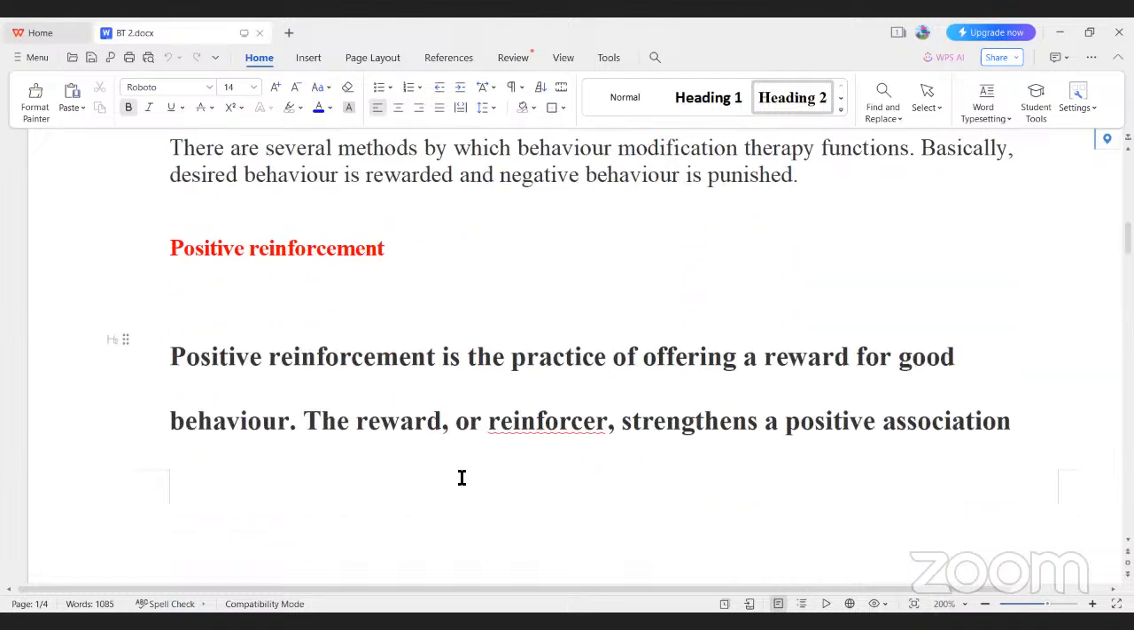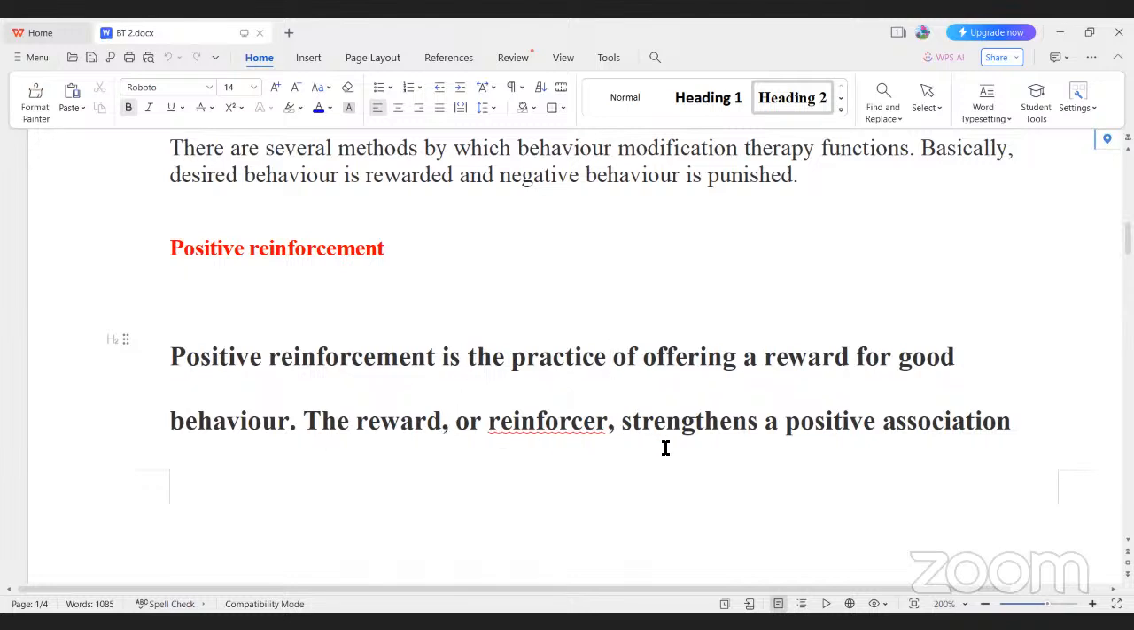Positive reinforcement is the practice of offering a reward for good behavior. When there is good behavior, normally people will offer some reward. In schools also, you see the students who complete homework in time, teachers, for encouragement, give small gifts like pencils, small tokens like that, as a reward. This is positive reinforcement for good behavior.